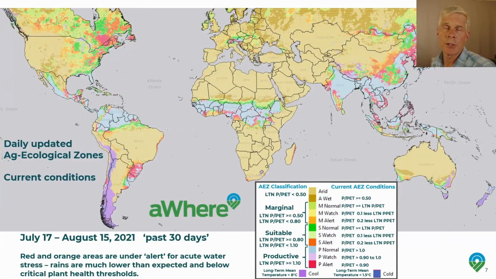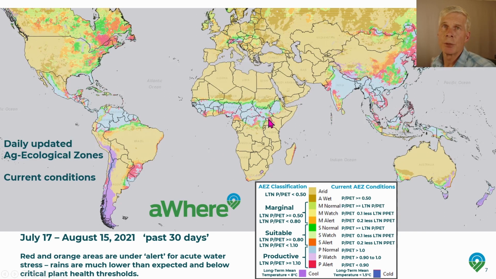So this gives us a global look at the different agroecologies around the world and the colors that deviate from the normal, showing either a watch or an alert for production. So as in the case of the southern part of Brazil here, for example, a watch because of the very dry conditions, especially for crops like coffee in this part of the world.